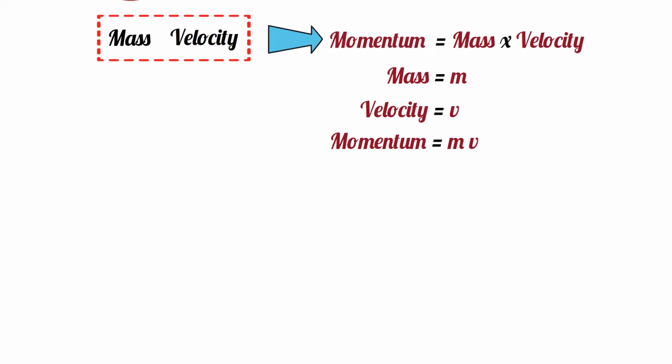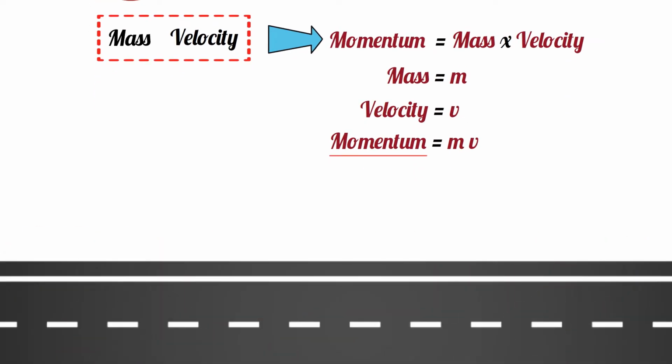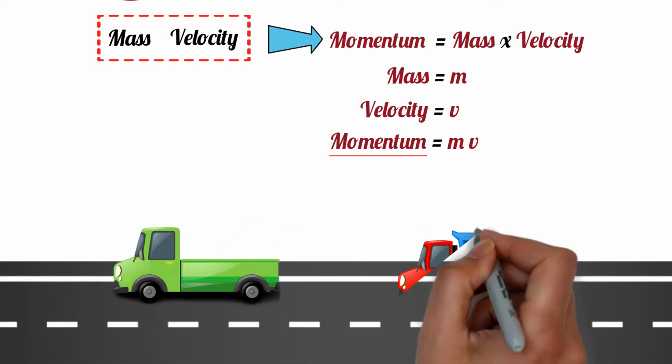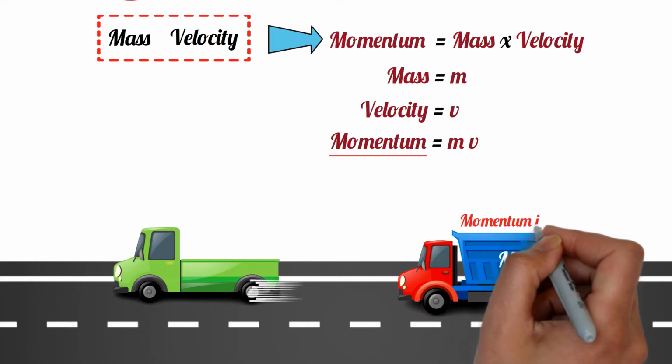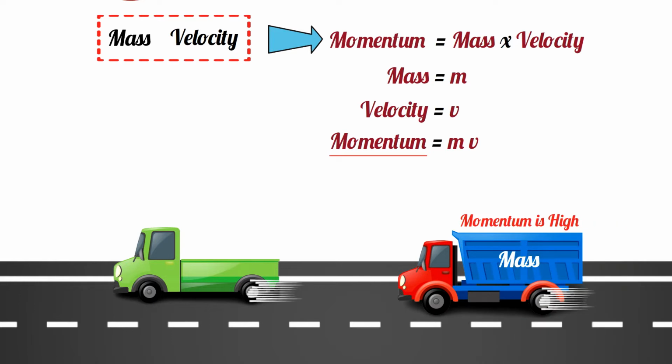Let's understand the concept of momentum with an example. Suppose two similar trucks, one loaded and the other empty, are moving at the same speed. In this case, due to the mass of the loaded truck, its momentum is relatively high. Now, if two trucks have to be stopped at the same time, more force must be applied on the loaded truck than the empty one.